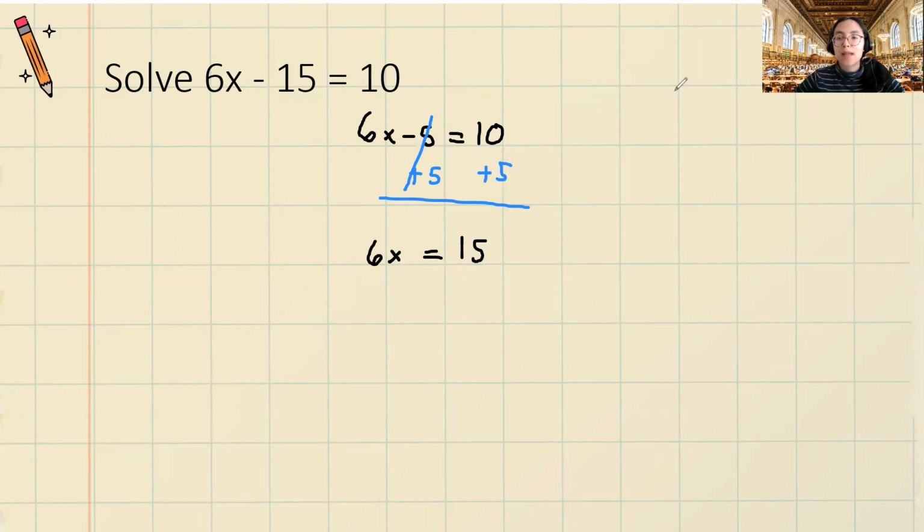6 is being multiplied, so I'm going to undo that by dividing by 6 to both sides. The 6s on the left-hand side will cancel. I can bring down my x, my equal sign, and my 15 divided by 6. I think I can reduce that. It's going to be 5/2, because I divide this top by 3 and this bottom by 3.